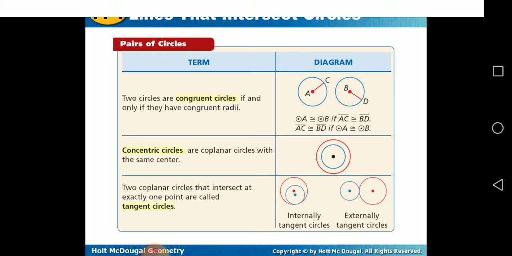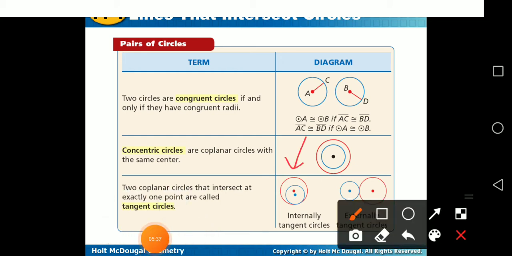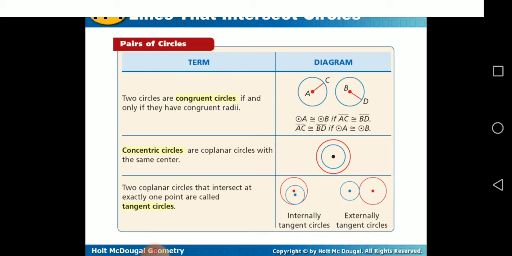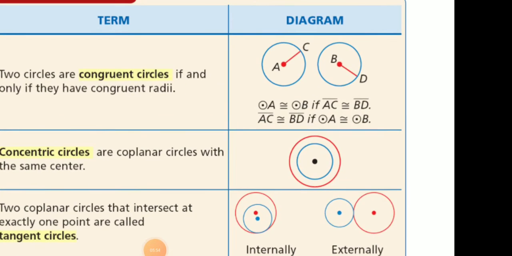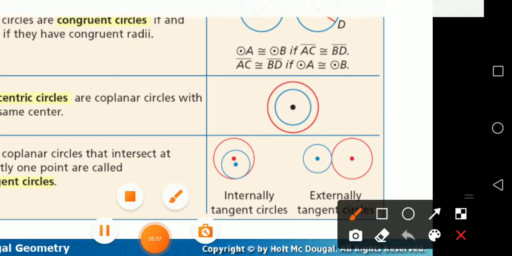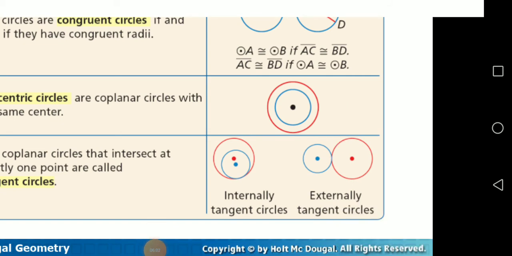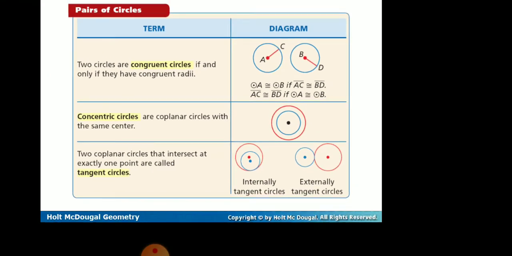What about two circles that intersect at exactly one point? We have here two circles that intersect at exactly one point. Can you see this one? So they are tangent circles. They can be internally tangent circles, and we can have externally tangent circles. So they meet at one point, this point. Okay, guys, and this is what concentric is, don't forget.